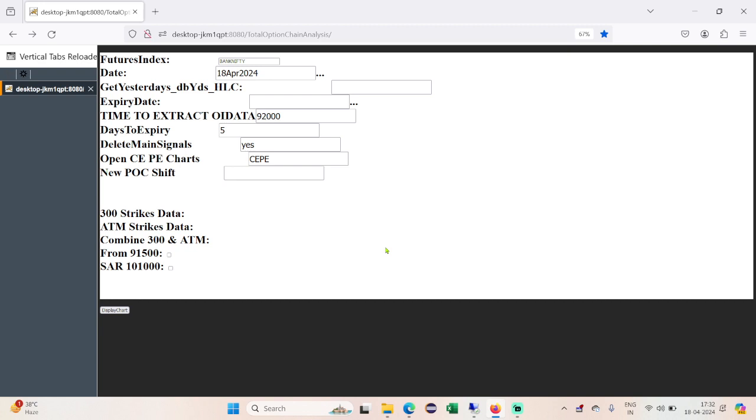In this video, I'll be explaining about the signal generator that I have been working on for a couple of years. This signal generator gives out entries and exits for BankNifty options, and specifically for buying options.